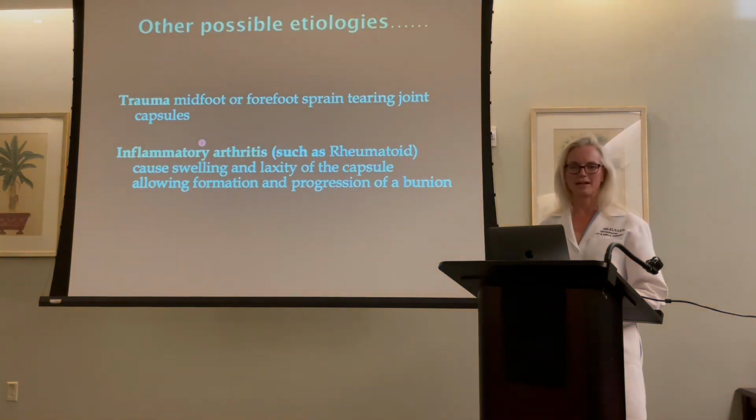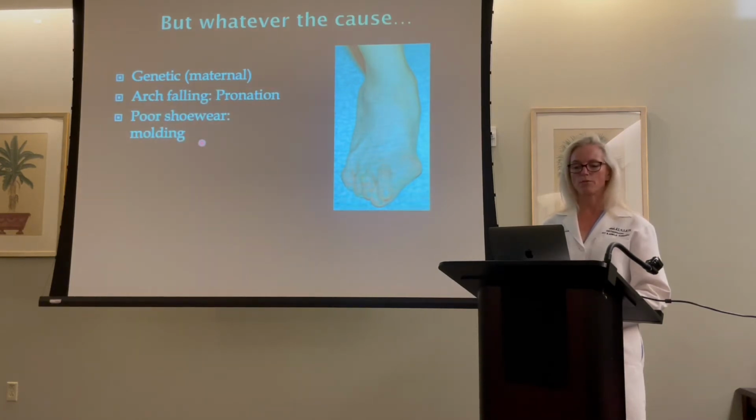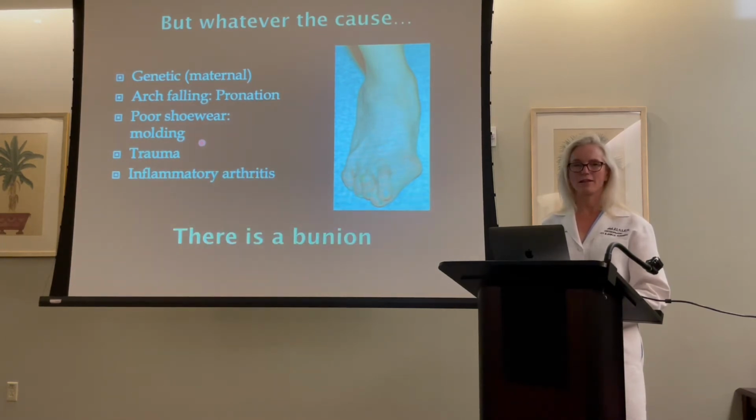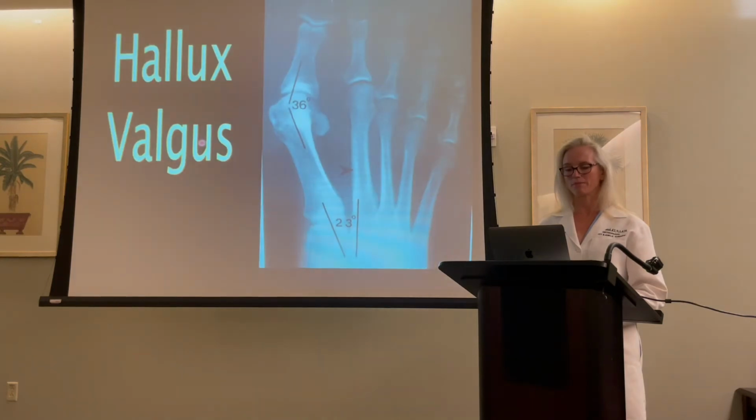Other possible etiologies of bunions can be trauma or inflammatory arthritis. But whatever the cause of your bunion, whether it's genetic, usually from the mother, the arch falling due to pronation, poor shoe wear or molding, or trauma, or inflammatory arthritis, there is a bunion. In order to correctly treat a bunion, we need to know which joint is the problem.